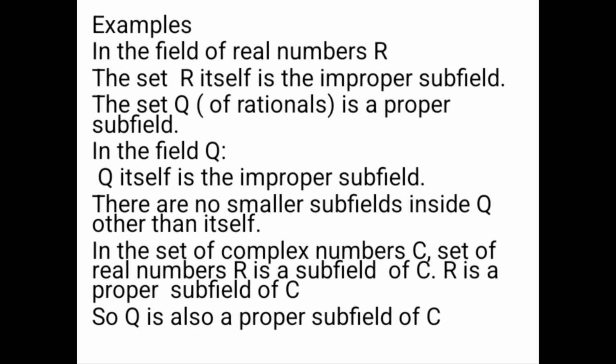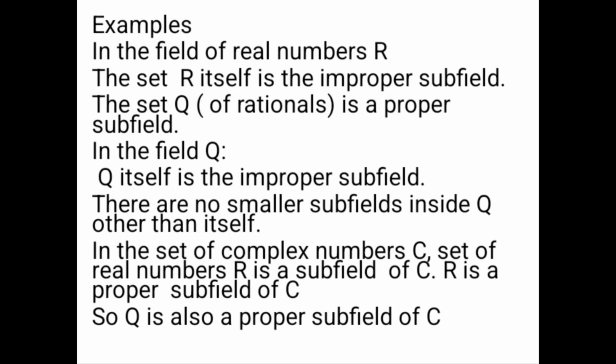So any subset having at least two elements which is a proper subset of the field, and the subset itself is a field, is called a proper subfield of F. So in the set of complex numbers, the set of real numbers R is a proper subfield of C, and in the set of real numbers, the set of rationals Q is a subfield of R. Clearly, Q is also a subfield of C.